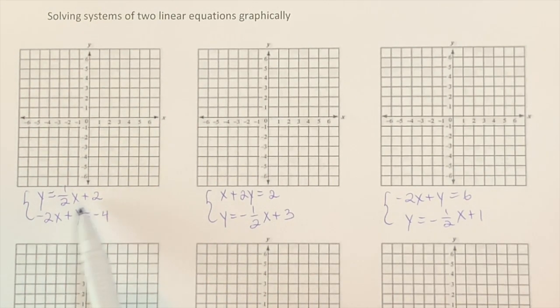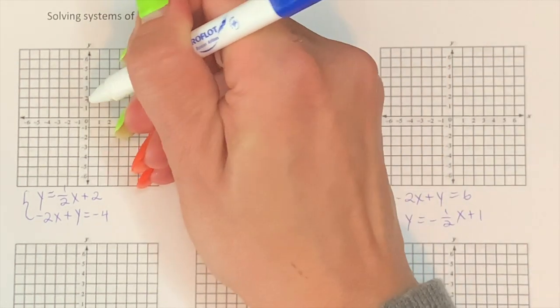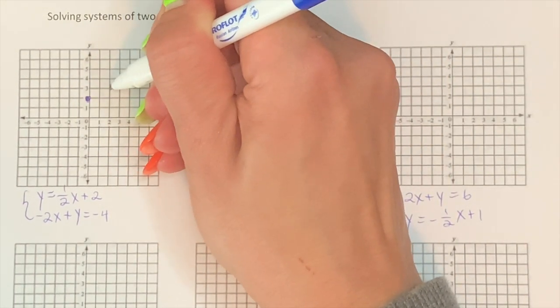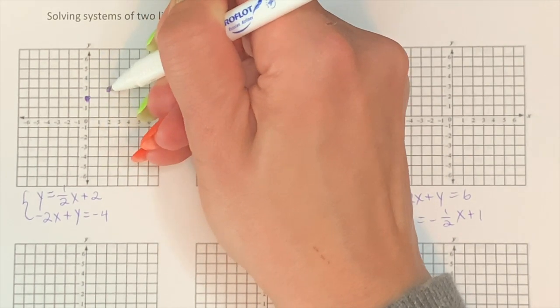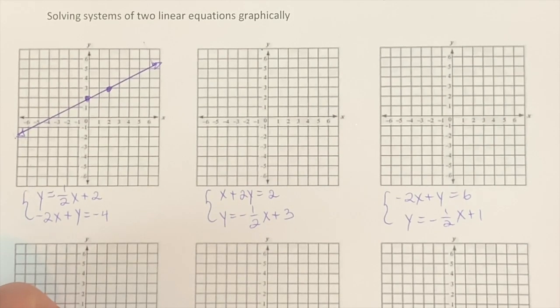Well, let's look at this first equation. This equation is in y equals mx plus b form, so it's easy to graph. We're going to start by placing 2, which is the y-intercept, on the y-axis. And from that point, from 2 on the y-axis, I will use my slope, 1 over 2, to go up 1 and over 2. Remember, up 1, over 2. And then I connect these two points to get a line. Well, here is your first line.